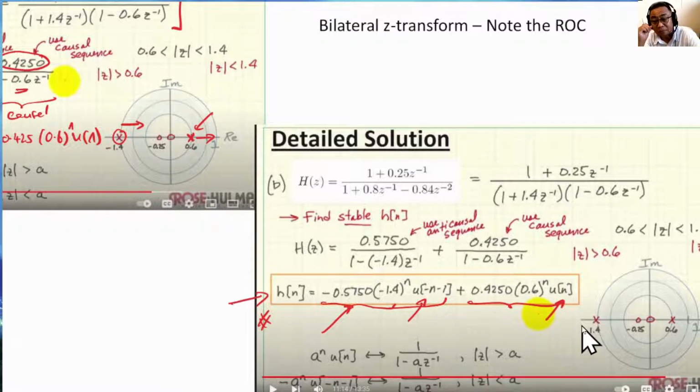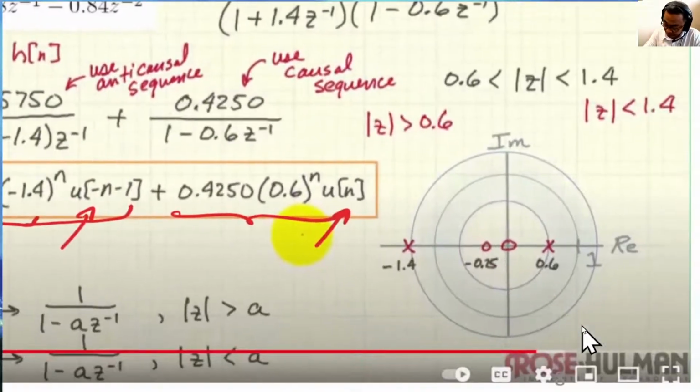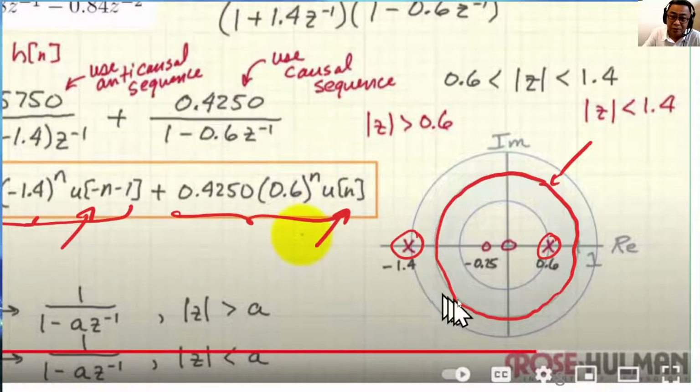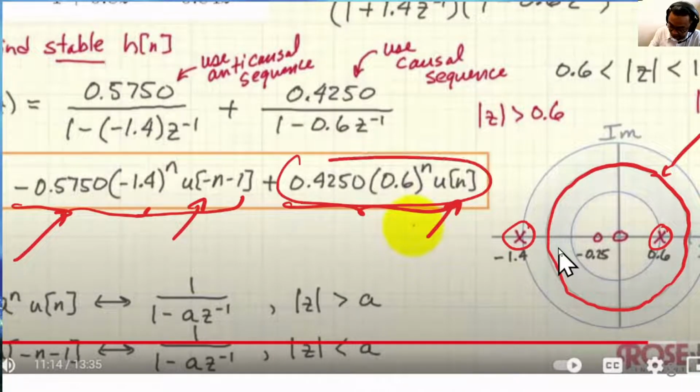So to recap, for a system to be stable, the ROC must include the unit circle. And now we have a choice of selecting the ROC for these two poles. For 0.6, the ROC must extend outwards so that you have a chance to touch the unit circle. For the minus 1.4 pole, the ROC must extend inward to touch the unit circle. The intersection is the ROC, and when it extends inward, it is anti-causal. For 0.6, when it extends outward, it is causal. So that is why we have these two cases here.